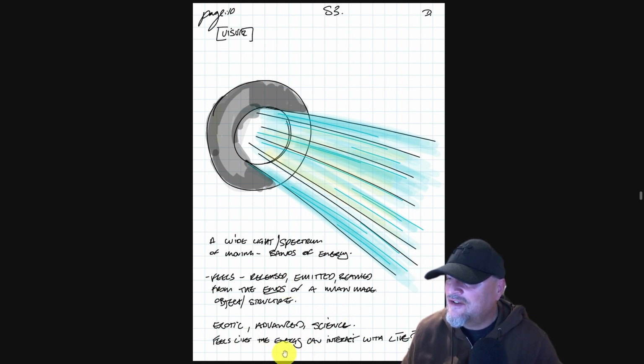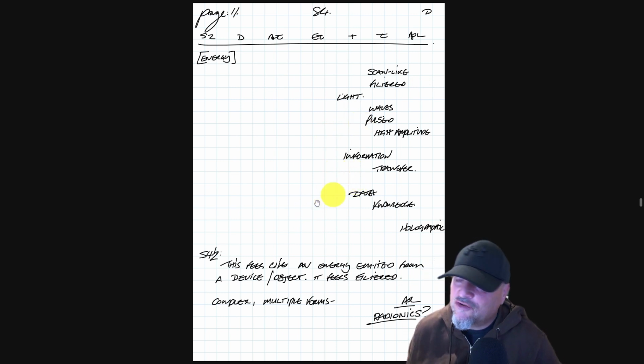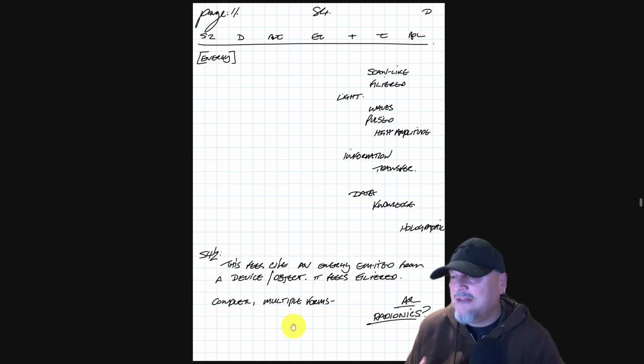So it feels like energy that can interact with life, almost like scan it in some way. Very, very esoteric, very advanced. So the energy itself felt scan-like and filtered light, waves that pulsed and they had a high amplitude. They transferred information and it felt very holographic. And this felt like energy emitted from a device or object. Very complex, and it had multiple forms, and I had the AOL here of radionics. I don't know what that means. It's definitely worth me looking into.